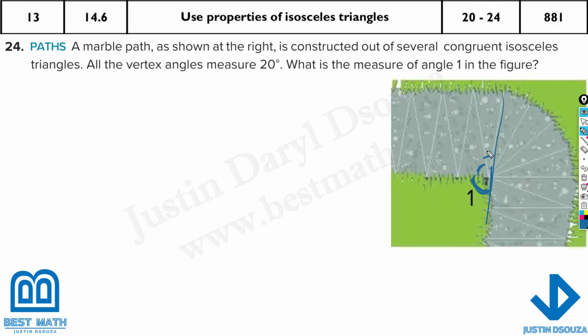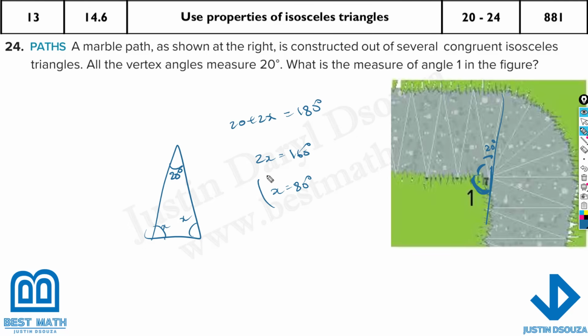So we got one vertex, which is 20 degrees, given to us. In a triangle, this is 20 degrees and it is isosceles, so these two angles are equal. Let's consider them to be x and x. So 20 plus 2x is equal to 180 degrees. 2x equals 180 minus 20, which is 160 degrees, so x is equal to 80 degrees. So now this is 80, this is 80.